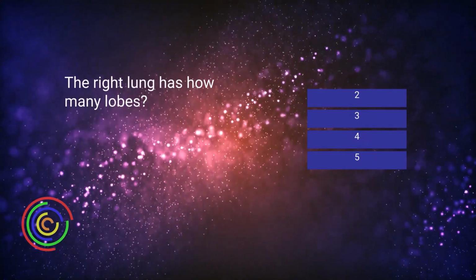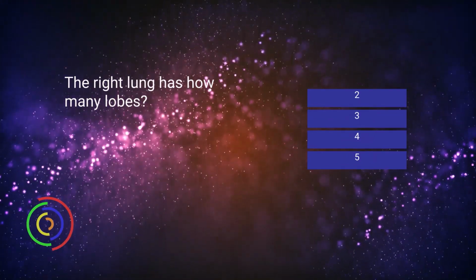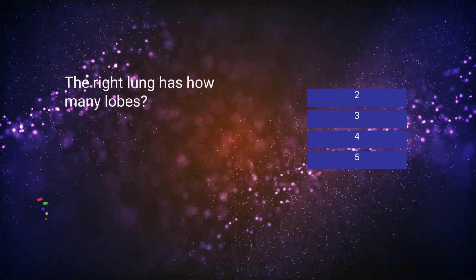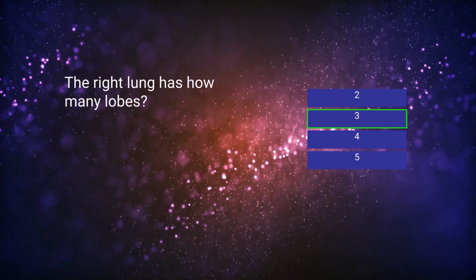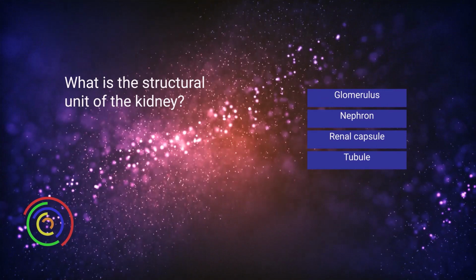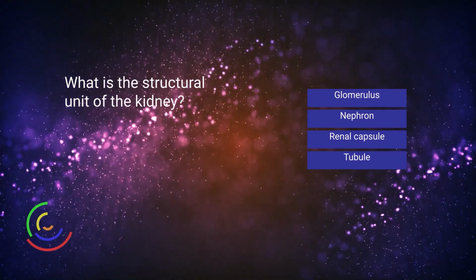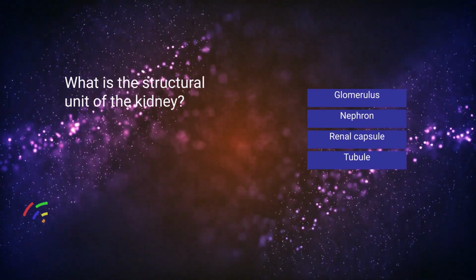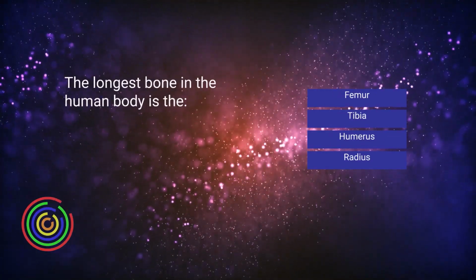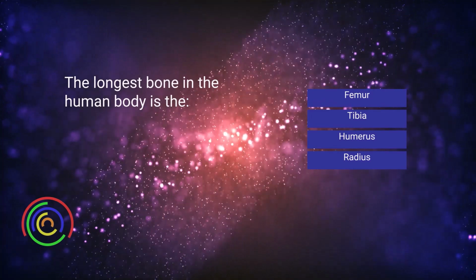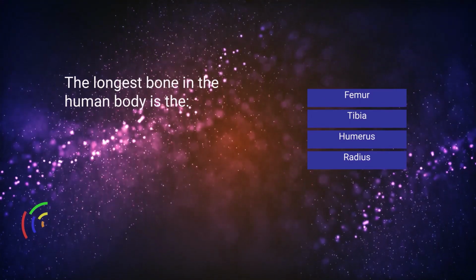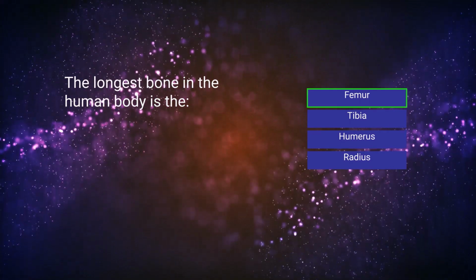The right lung has how many lobes? Three. What is the structural unit of the kidney? Nephron. The longest bone in the human body is the femur.